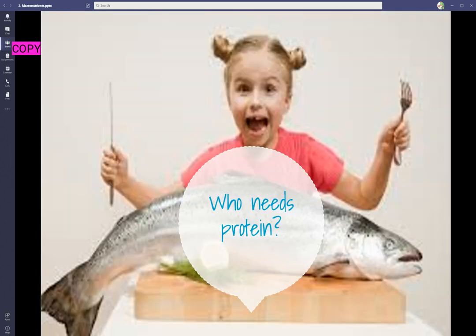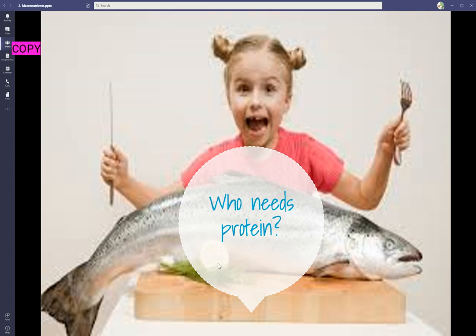So moving on, who needs protein in their diet? We have already covered this, that everybody requires protein in their diet, from young children, teenagers, babies growing rapidly, as well as adults and elderly, to maintain body cells and tissues. As well as that, athletes who are training regularly will need to repair their muscles.